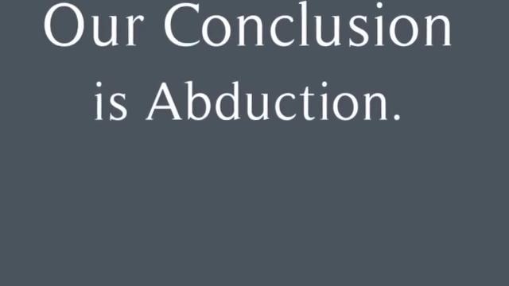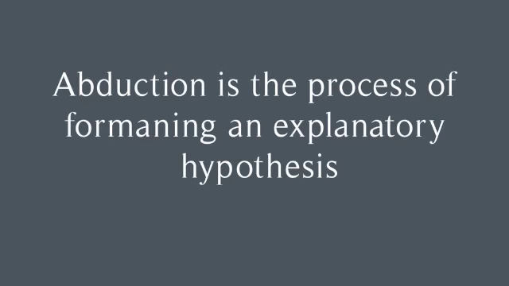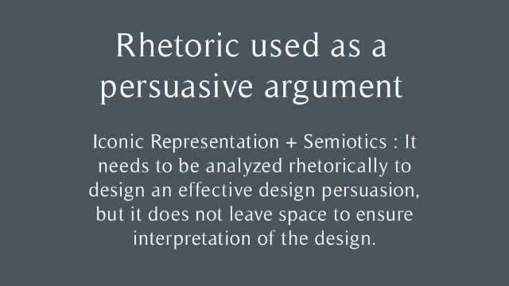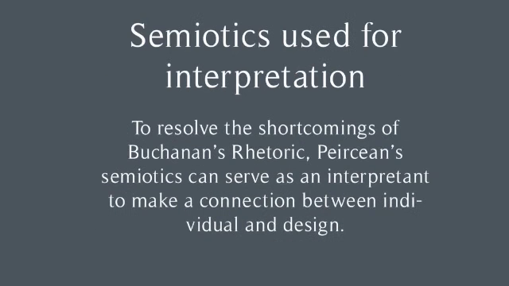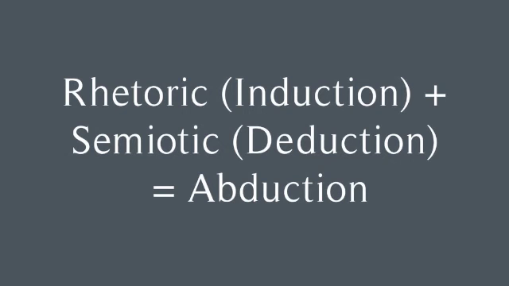Our conclusion after all the information given is abduction. Abduction is the process of forming an explanatory hypothesis. So here's ours. Rhetoric used as a persuasive argument. Iconic representation plus semiotics. It needs to be analyzed rhetorically to design an effective design persuasion, but it does not leave space to ensure interpretation of the design. Semiotics used for interpretation. To resolve the shortcomings of Buchanan's rhetoric, Peircean semiotics can serve as an interpretant to make a connection between individual and design. So we can conclude that rhetoric, which is induction, plus semiotics, which is induction, equals abduction.